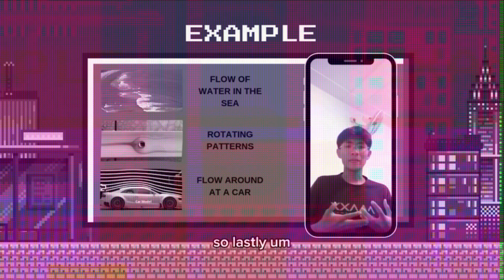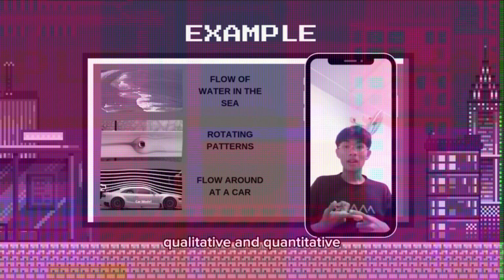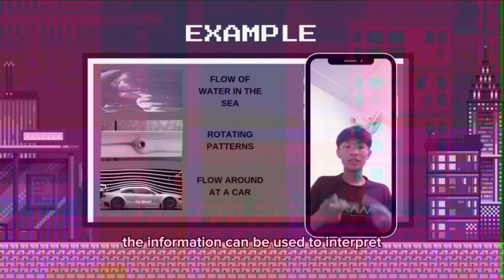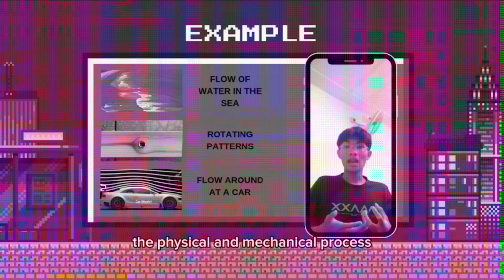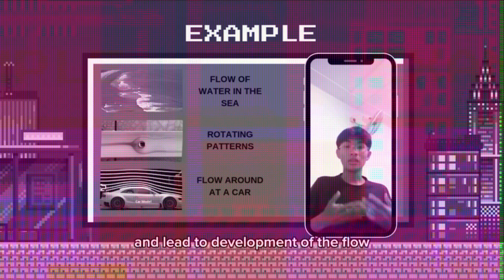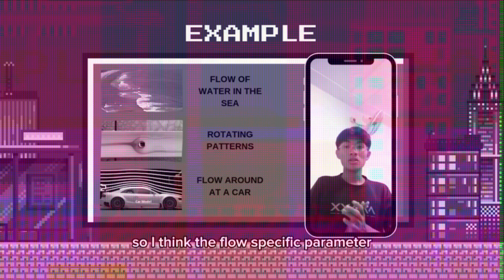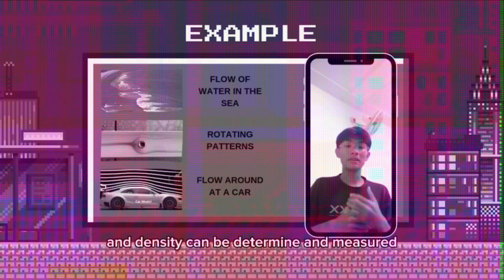Alright, so lastly, qualitative and quantitative information can be used to interpret the physical and mechanical process and lead to the development of the flow. So I think flow-specific parameters such as velocity and density can be determined and measured.